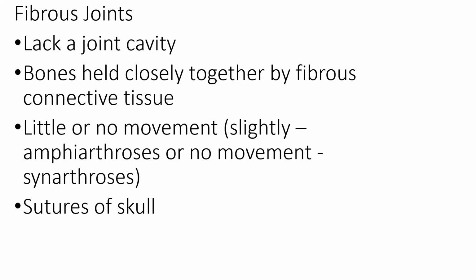So a fibrous joint is a joint like the sutures. The bones at the suture line are held together by fibrous connective tissue between the bones. So that's considered a fibrous joint. There is no movement there. They are synarthrotic. It's a fibrous joint holding the skull bones together at the suture lines.